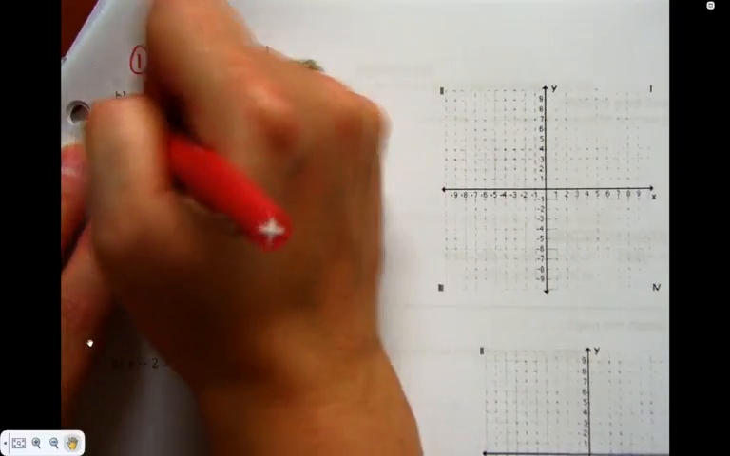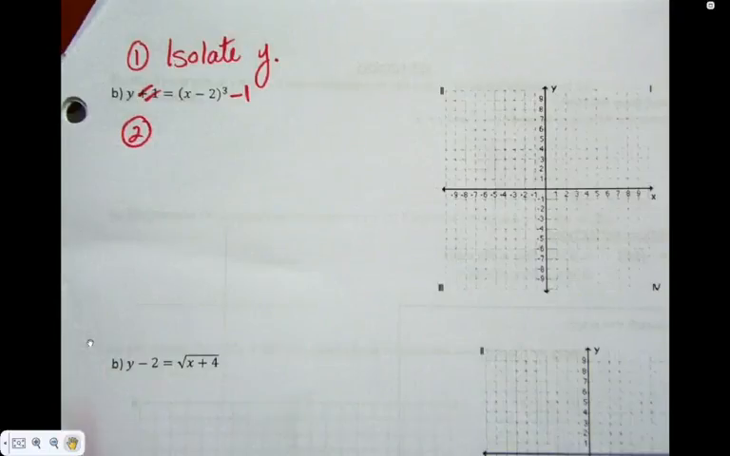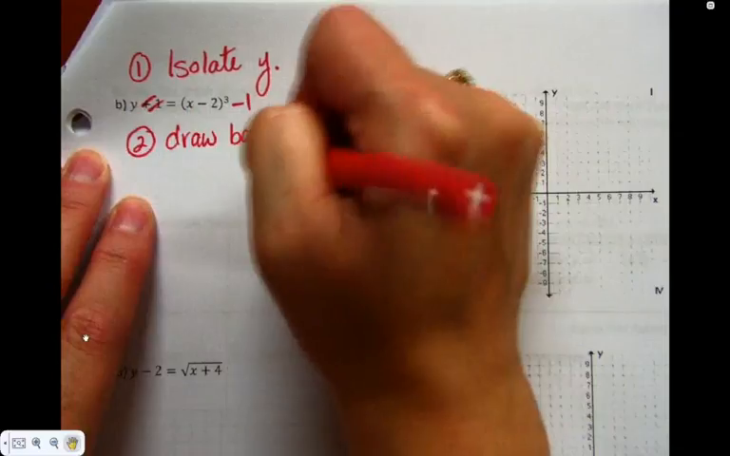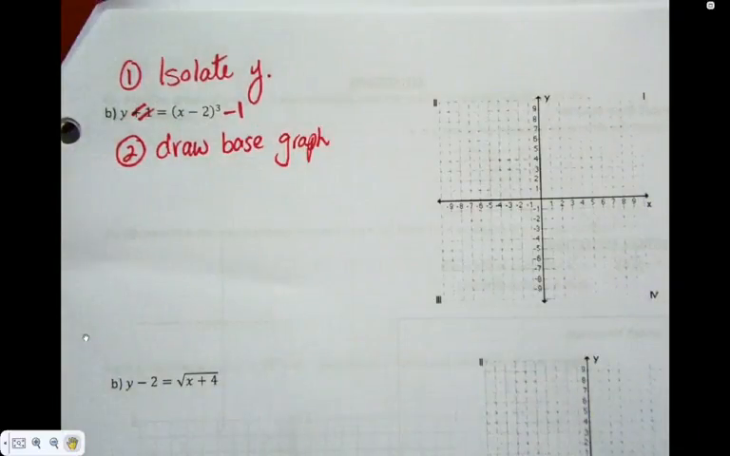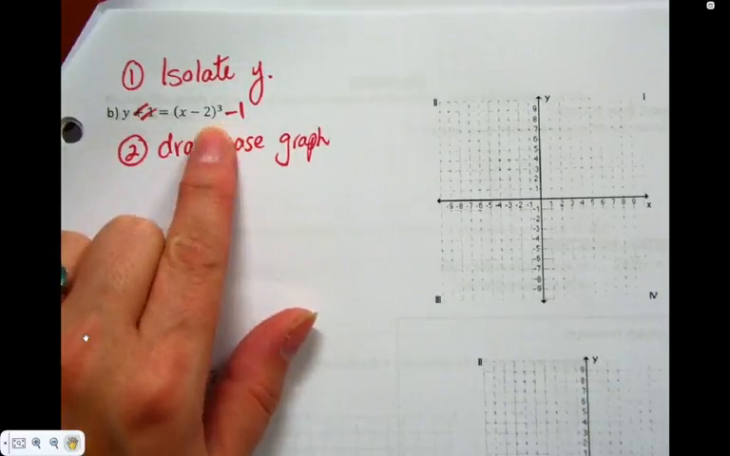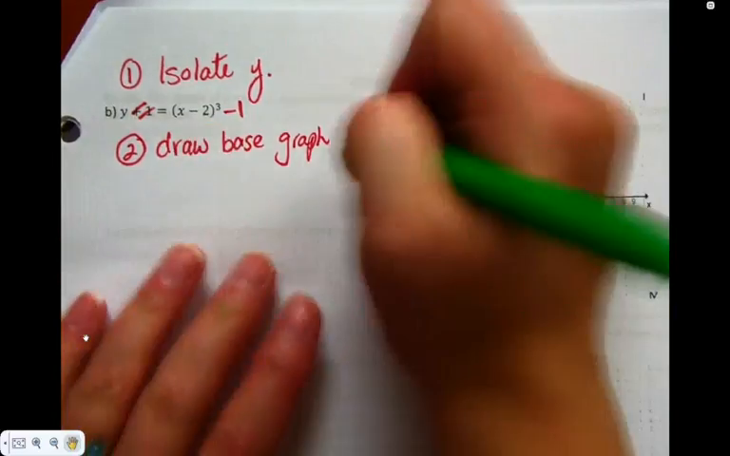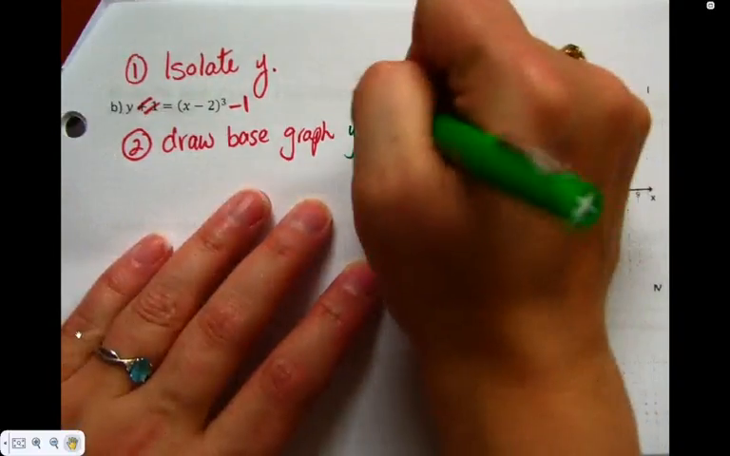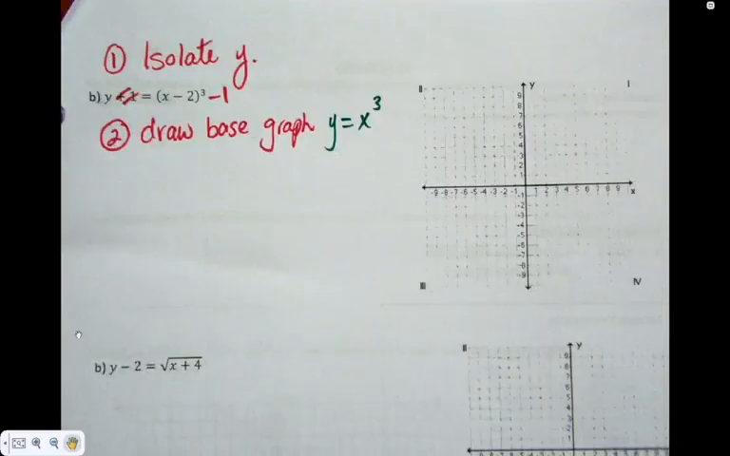Step number 2, and I'm doing steps for this one for right or left brain people, we like steps. Step number 2 is going to be draw the base graph. That means take out the numbers and what is the basic graph that this is. So if I take out the 2 and I take out the negative 1, what is the base graph for this question? Y equals... take out the negative 2, take out the negative 1, what's left? X cubed. That's our base graph for this before any kind of transformations.